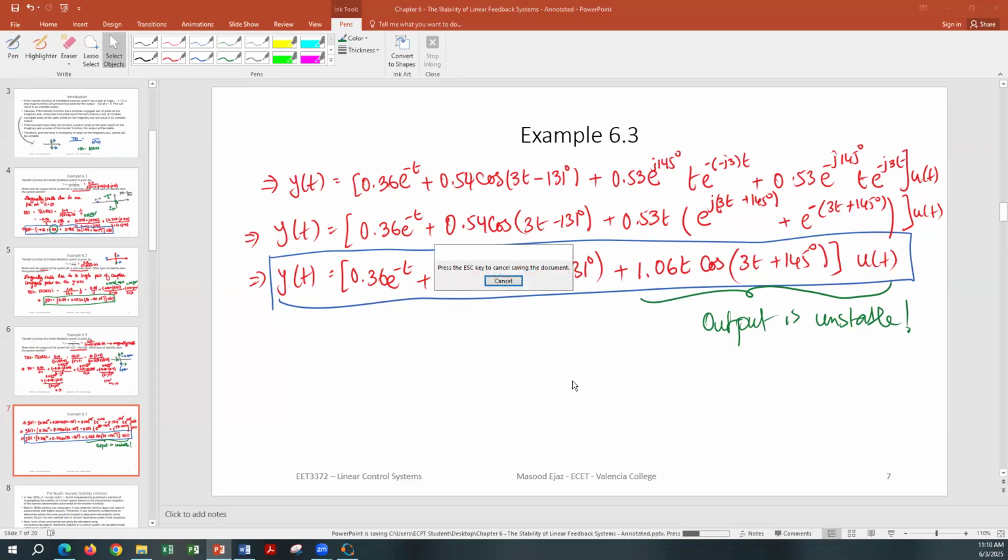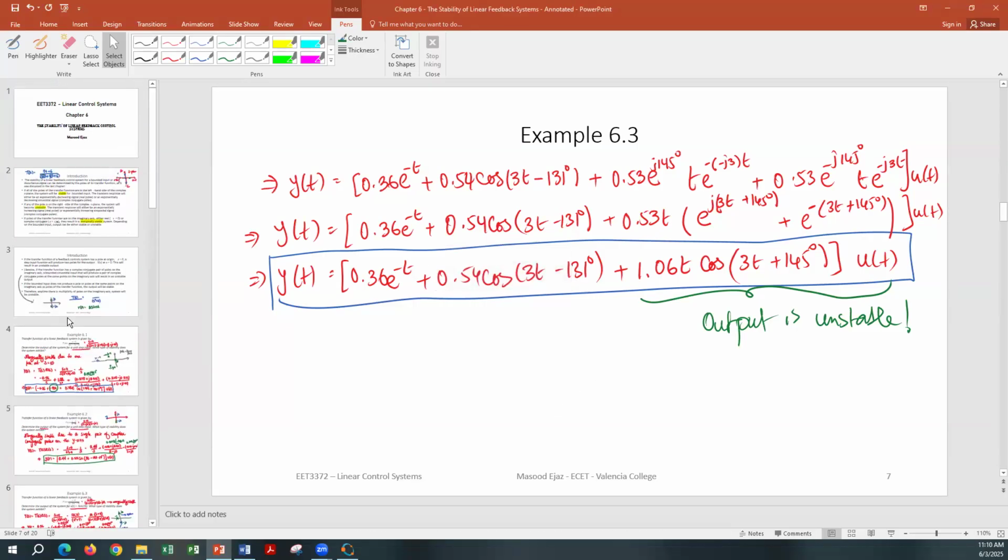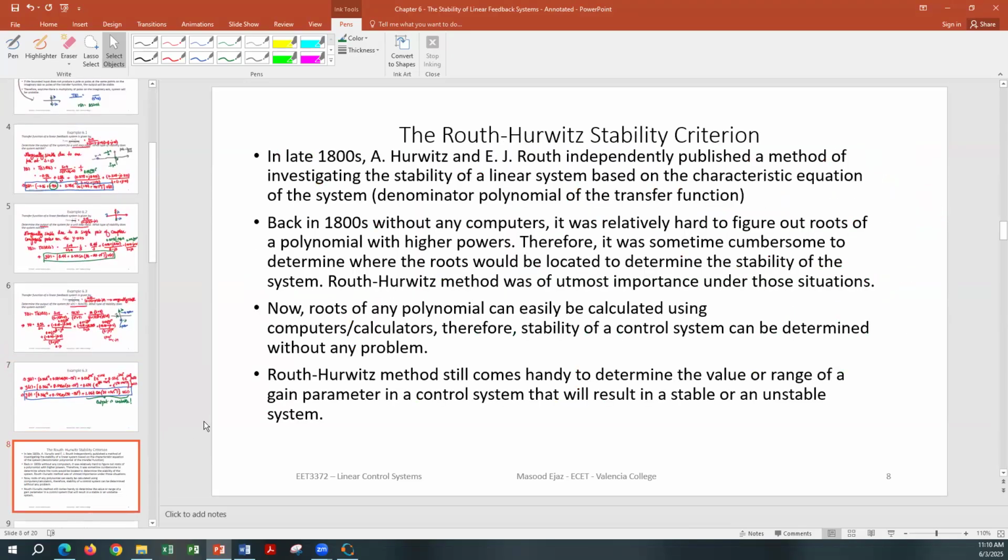Okay, so that wraps up the discussion and the problems for the first topic, where you have the poles located for the transfer function. We started that last week. And then how the system is going to behave as far as stability is concerned, and for what type of input the output is going to become stable or unstable. The last topic, which is the main topic of this chapter, is the Routh-Hurwitz Stability Criteria.